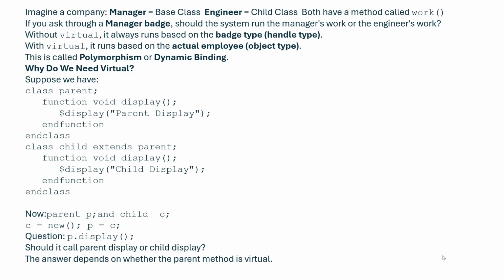So what is the use of virtual? Imagine manager is a base class and engineer is the child class, and we are working together. With the virtual keyword, we are calling the method. Previously, with inheritance, we were using normal methods, right? If you use virtual in front of your method, then that method is fully overridden by the child class.